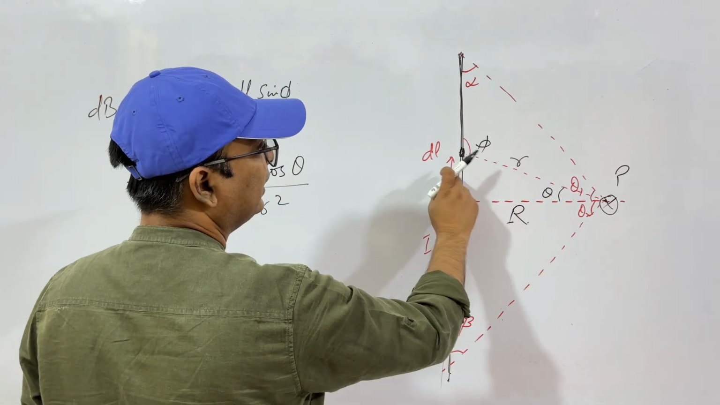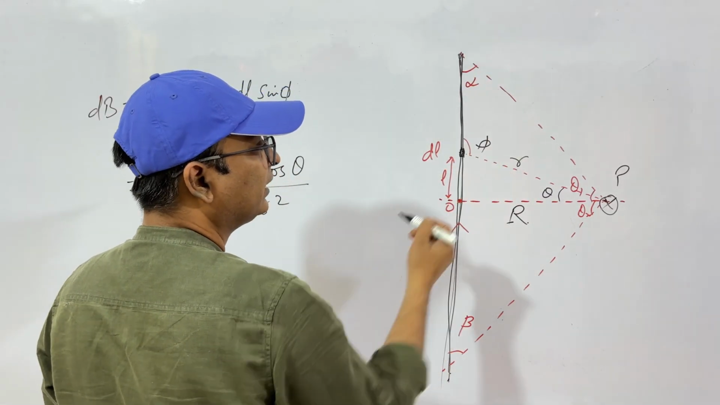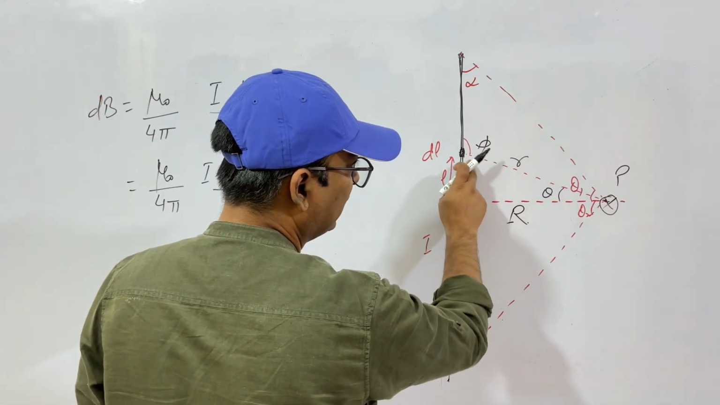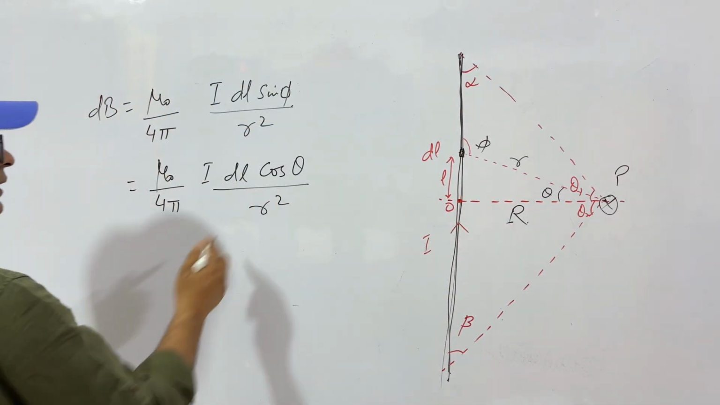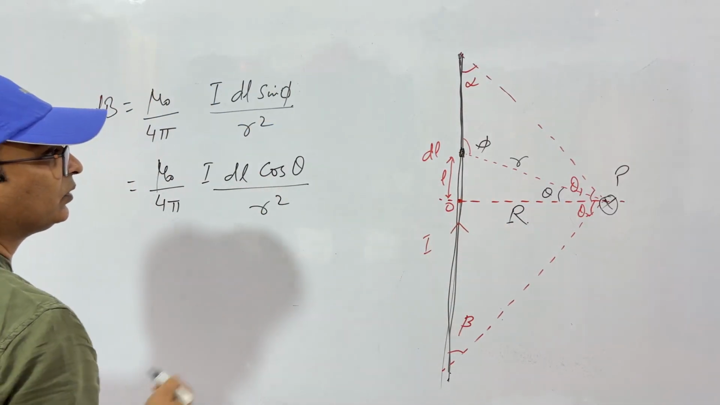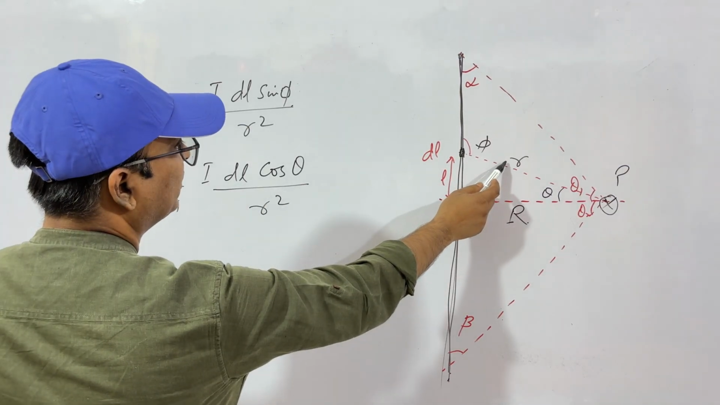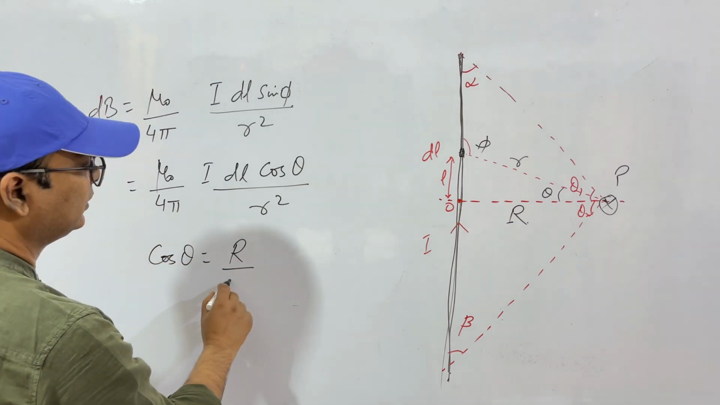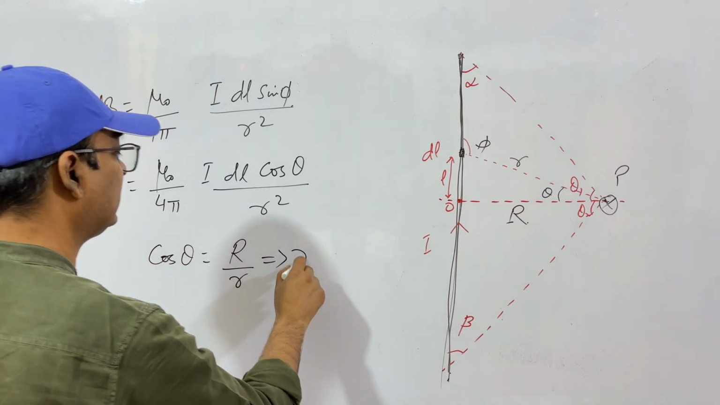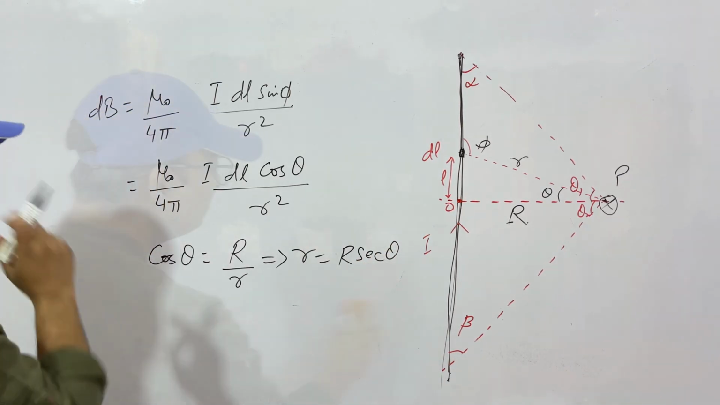So this is fixed. L and small r will vary, because the moment you go from here to here, L varies and r also varies according to this. Capital R is constant. So let's write all these values, dl and r, in terms of capital R. See, this is the hypotenuse, this is the base. So cos theta is the base, that is R by small r. From here what you get, r is R sec theta. This is your first value.